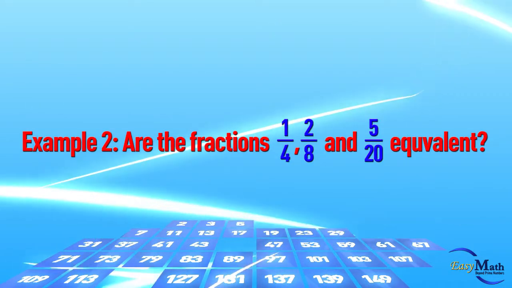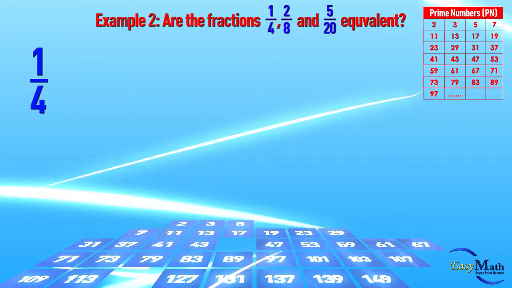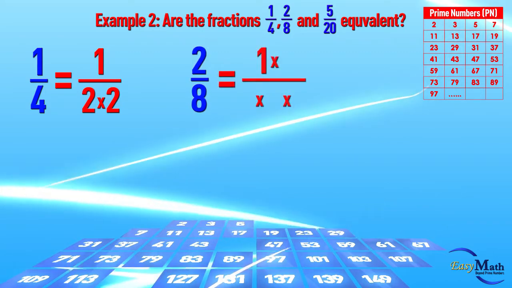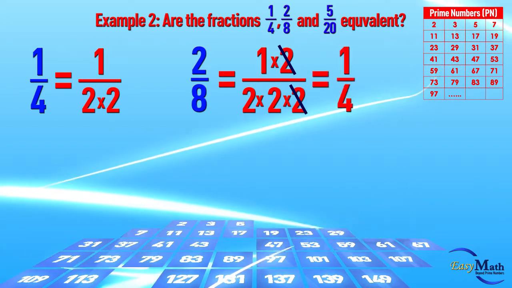Example 2. Are the fractions 1/4, 2/8, and 5/20 equivalent? The fraction 1/4, which equals 1 over 2 times 2, is already in its simplest form, since there are no common factors in both the numerator and denominator. 2/8 can be represented as 1 times 2 over 2 times 2 times 2. Cancel out common factors, 2's, so the fraction 2/8 can be reduced to 1/4.